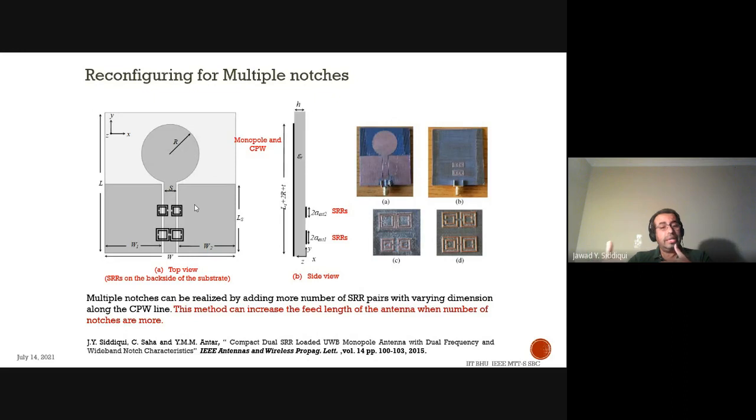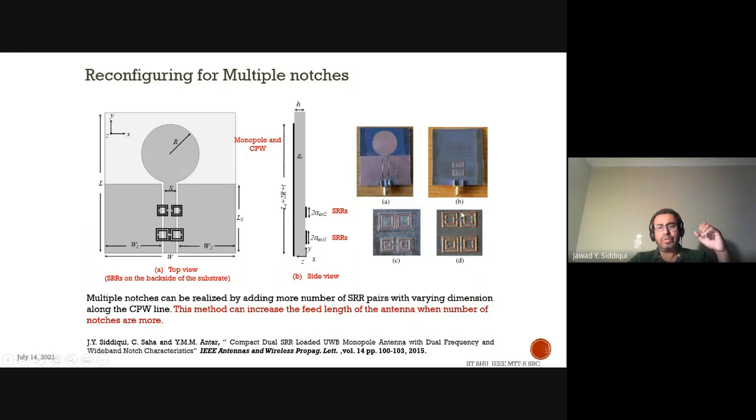or if the dimensions are in close proximity, if the resonances can overlap, you can get a wideband filtering of the antenna. And these multiple notches can be realized by adding more SRR pairs with varying dimension along the coplanar waveguide line. And this method can increase the feed length of the antenna, whereas you can get more notches. And this is how the same geometry, we just elongated the ground section, the transmission line section of the CPW feed, and we placed 2 pairs of SRR on the other side.